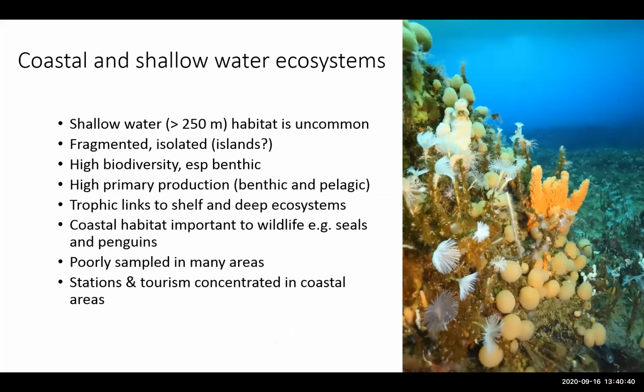So some coastal ecosystem features without too much detail. Shallow water habitats are relatively uncommon, probably fragmented, as most of the coast is deep, and so they're isolated, a bit like islands. Coastal areas have very high biodiversity, most of which resides in benthic habitats. And there's also important trophic links to pelagic and offshore systems, and also to higher predators like seals and penguins. So there is a bit of a paucity of info on biodiversity, and many areas of the coast are poorly sampled. And as I mentioned, stations and tourism are actually concentrated in these areas.